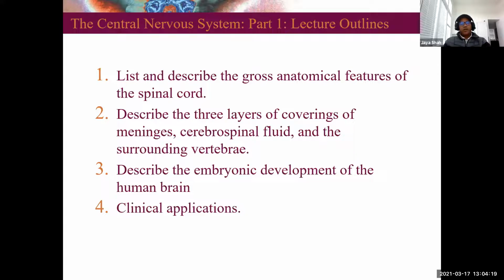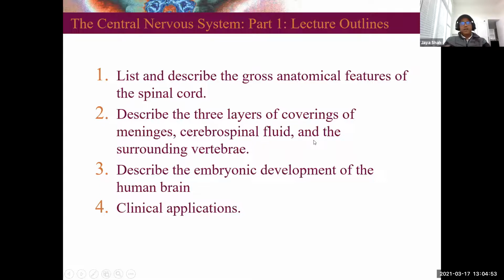Okay. Both the brain and spinal cord have several layers of protection, and one of the protections is the meninges. Okay. So we will talk about the 3 layers of coverings of the spinal cord, and we will compare with the brain at the same time. And these coverings are the meninges, cerebrospinal fluid, and surrounding vertebra.